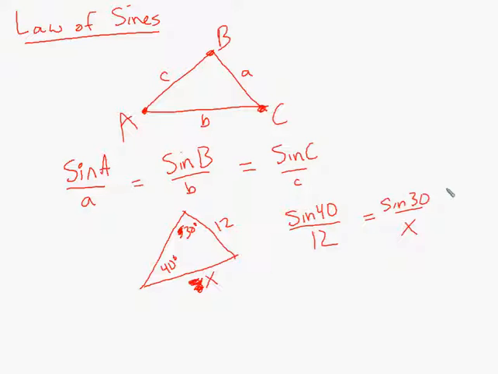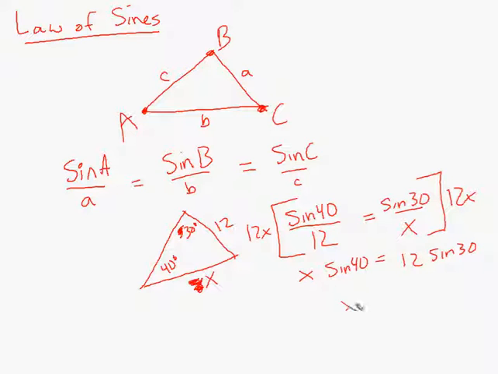Then we cross multiply, or we clear the fractions, whichever you want to do. I'll just clear. My common denominator was 12x. So the 12's cancel, and I have x sine 40 equals, the x's cancel, 12 sine 30. Then I can divide by sine 40, and I get 12 sine 30 divided by sine of 40. At that point, I can put it in my calculator, or if you're having trouble, you can put each part into your calculator, but you're going to want to keep at least 4 decimal places.